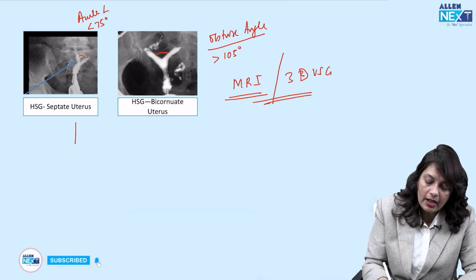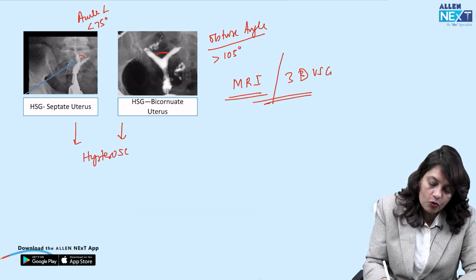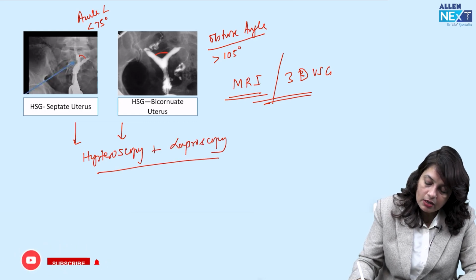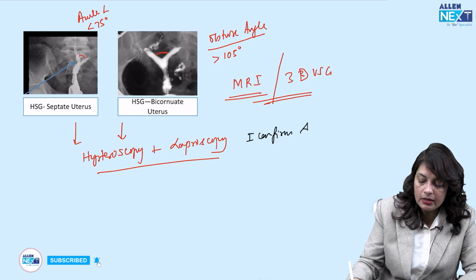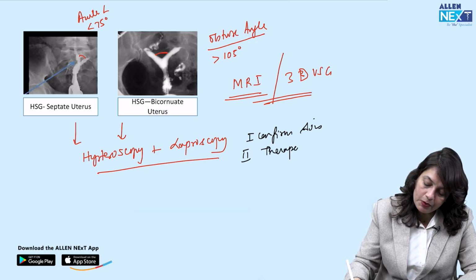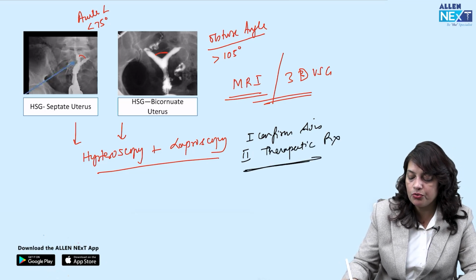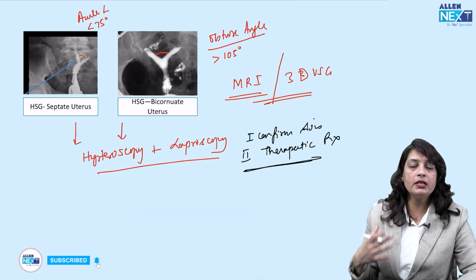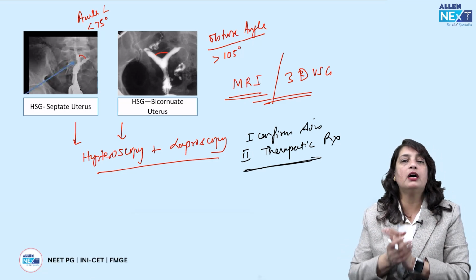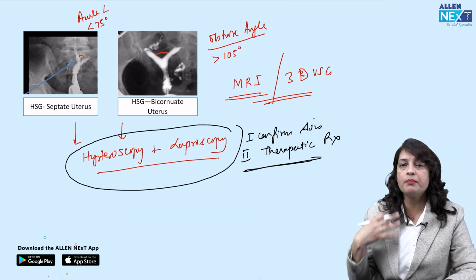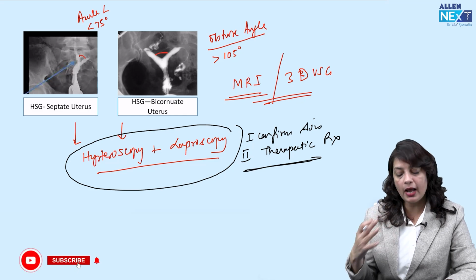But I would like to treat this patient. So I am taking up the next step of hysteroscopy plus laparoscopy. Number 1, it will confirm my diagnosis. Number 2, I can do the therapeutic treatment of this uterine anomaly because the female has presented to me with a history of recurrent abortions. So I need to diagnose the case and I need to provide the treatment. So I am planning a laparoscopy plus hysteroscopy in the same setting because the patient has been given general anesthesia.